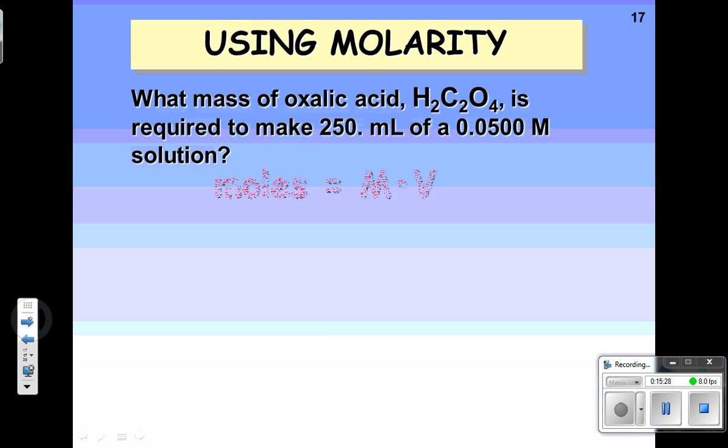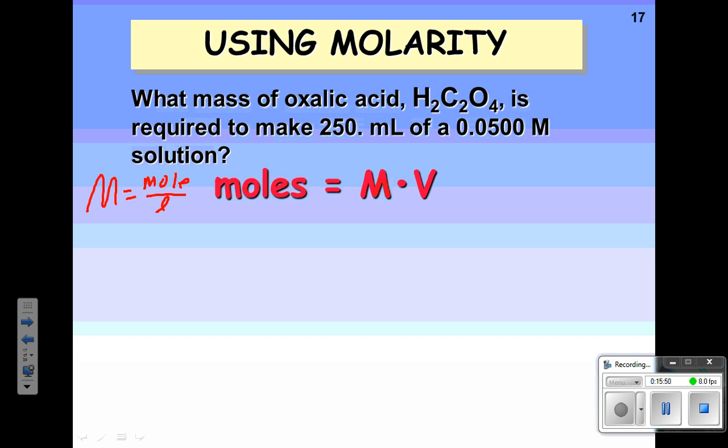Okay, so we're still going to use the molarity equation, but we're going to rearrange it. So we had molarity, moles per liter, right? So we're going to rearrange it so moles is equal to molarity times volume. All we did was rearrange it, same equation, still M is moles divided by liters, right?